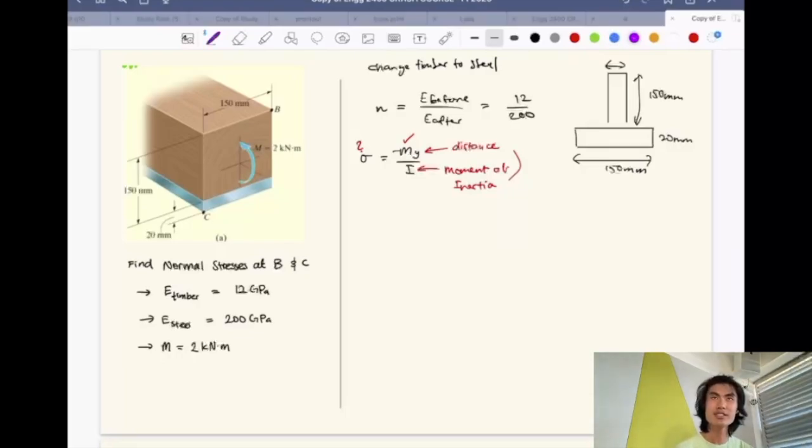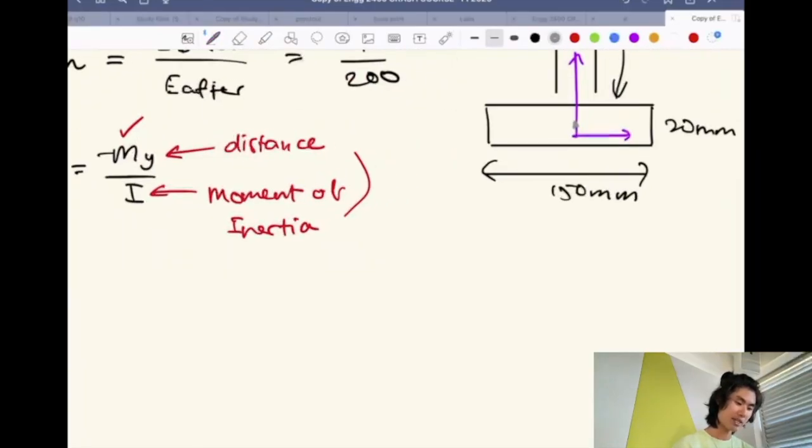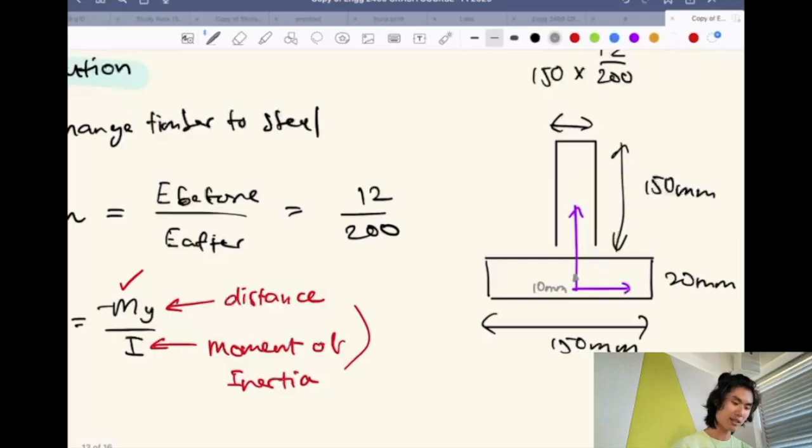Think about the centroid first. Okay, so let's find the centroid first then. Because we need to find the moment of inertia, right, of the entire shape. So let's find the centroid first. Centroid up to here for y will be 10 millimeters. And then centroid up to here, this distance, is going to be 75 millimeters, right? And all of that is going to be 95 millimeters. Oh, sorry. All of that is going to be 95.